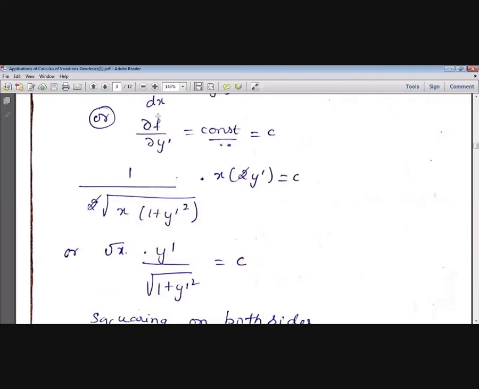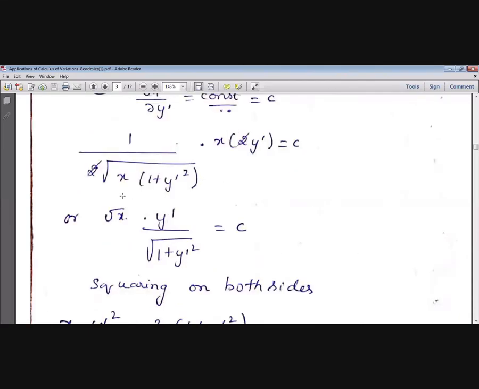Next, we can write this x as √x into √x. This x can be written as √x, into y' divided by √x into the root of 1 plus y' square. This √x will get cancelled, equal to c.